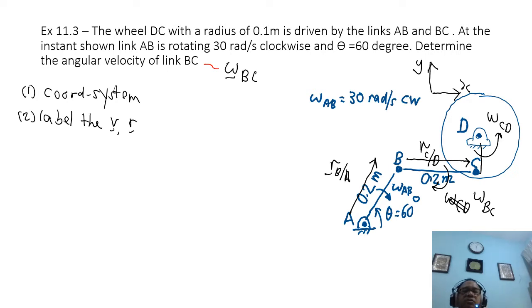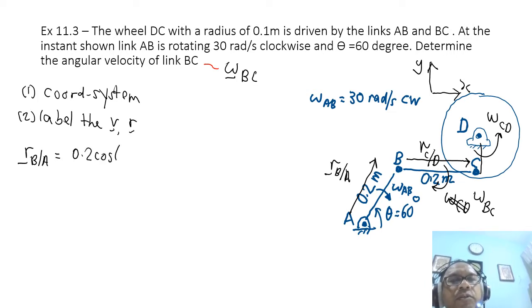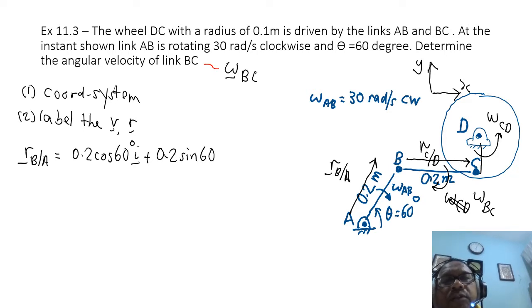The first thing is to do the labeling, and now we can try to find the important data. So the position vector B relative to A is equal to 0.2 cos 60 degree i plus 0.2 sine 60 degree j. So we're done with the position vector.